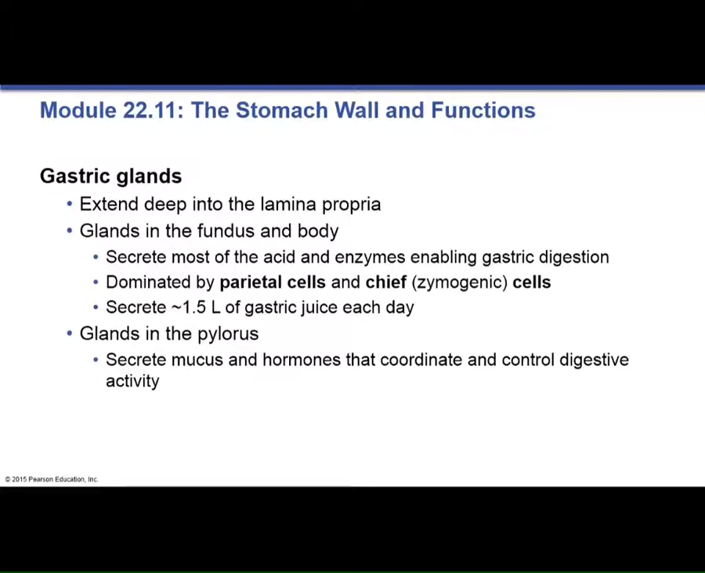And there are two kinds of cells here I want you to know about. One, parietal cells. Now, we've seen that word parietal. It's an odd word, isn't it? We have a parietal lobe in the brain. We have a parietal bone on the cranium. We have the parietal layer of the serous membranes. And now we're seeing parietal cells. So parietal is one of those words that is all over the place. And there's also chief cells. Now together, these two kinds of cells are secreting the gastric juices, and you are making about 1.5 liters of gastric juice each day. There are also glands in the pylorus that are secreting mucus and hormones that are going to help coordinate the entire digestive process.